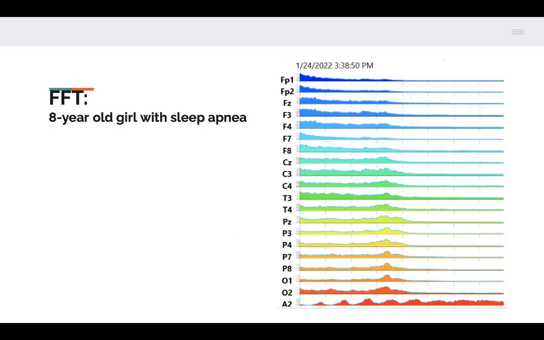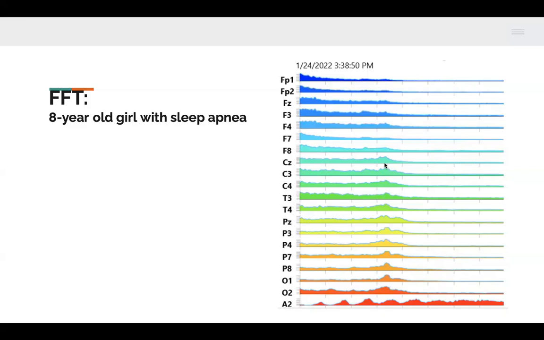So this is an 8-year-old girl with sleep apnea. It actually happens to be the sister of the 9-year-old boy that I showed earlier. And so I did a sleep study on both of them. She also has a little bit of ADD, and you can see that her top 2 signals at FP1, FP2 are missing. Her alpha band is at 4, 6, 8, about 9 hertz.